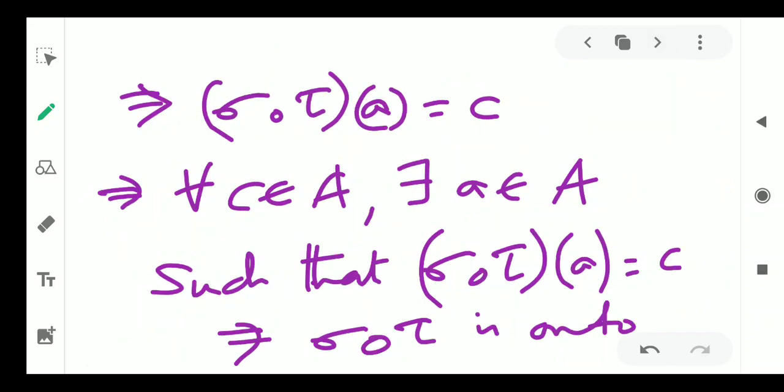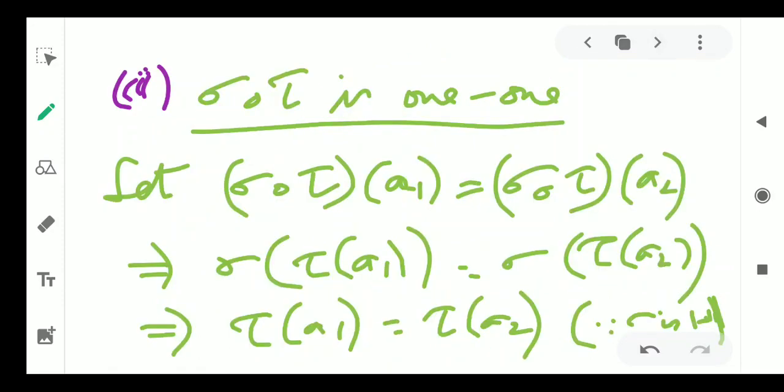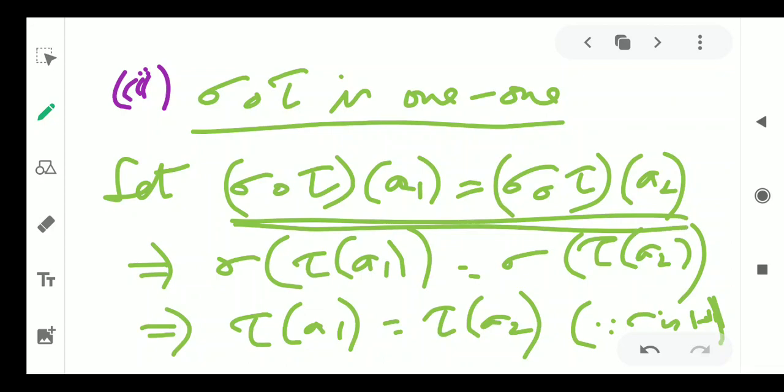Sigma of tau of A equal to C means sigma composition tau of A equals C. So whenever you take any element C from the codomain, there is an A which carries that A to C under the sigma composition tau. Therefore, sigma composition tau is onto. Now to prove that sigma composition tau is one-one, how to prove a function is one-one, you take equality for the images. So let sigma composition tau of A1 be equal to sigma composition tau of A2.